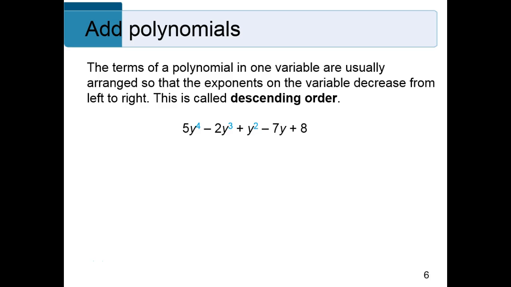The terms of a polynomial in one variable are usually arranged so that the exponents of the variable decrease from left to right. In certain cases, that's going to be absolutely necessary. Other cases, it's not really going to matter too much, but we call this descending order, and we call this standard form. So you look at your exponents. 4, 3, 2, 1, 0, blast off, okay? That's how we do standard descending order of the powers.